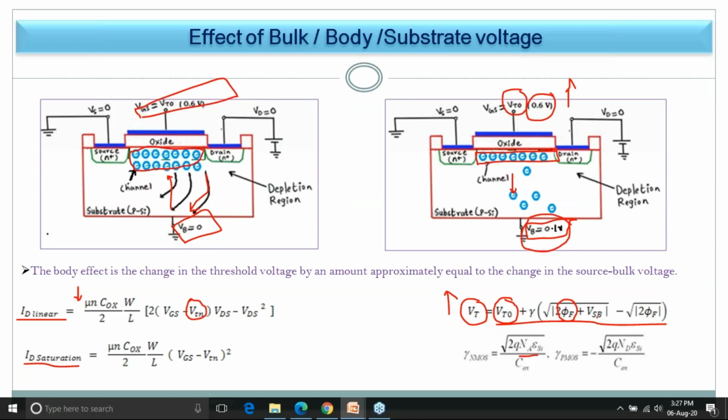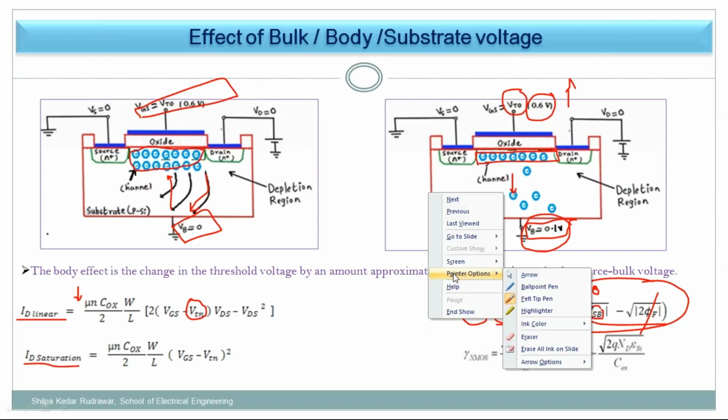Suppose VSB is connected to 0, meaning no body voltage is given in this case. So what will happen? This will be considered as 0. If this is 0, this is positive 2 phi f and this is negative 2 phi f. Both will get cancelled, meaning this total term will become 0. And as this term becomes 0, these two are equal, meaning the voltage without body effect is the same. So in this way, you need to remember in your notes, whatever I have uploaded, I have mentioned minus over here by mistake. So just make it clear.